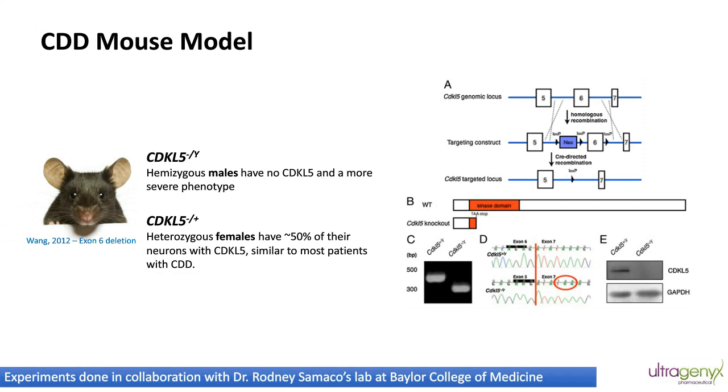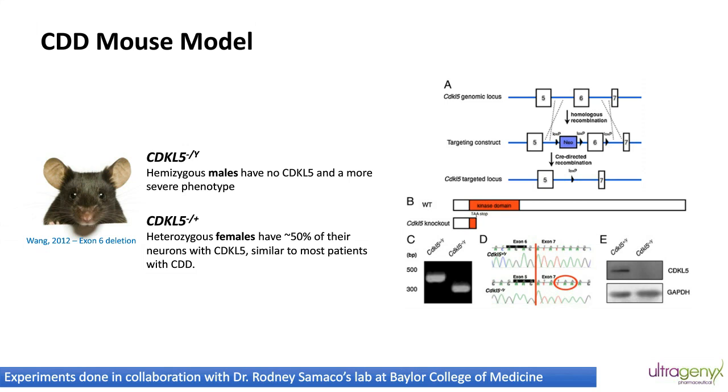Females, however, are heterozygous, and you'll remember that I mentioned this was an X-linked neurodevelopmental disorder. That's because when this gene is absent on one of the X chromosomes, half of the cells in these heterozygous females will have normal levels of CDKL5 protein, while half of them will have no functional CDKL5 protein. This is due to X-linked inactivation, and the majority of CDD patients are in fact females that have this kind of mosaic phenotype where half of the cells are normal and half of the cells are lacking the protein.